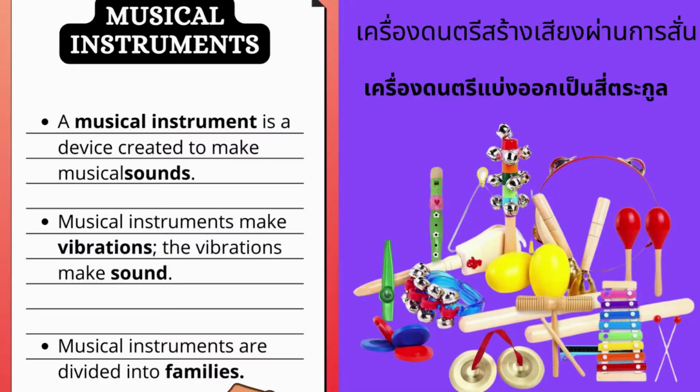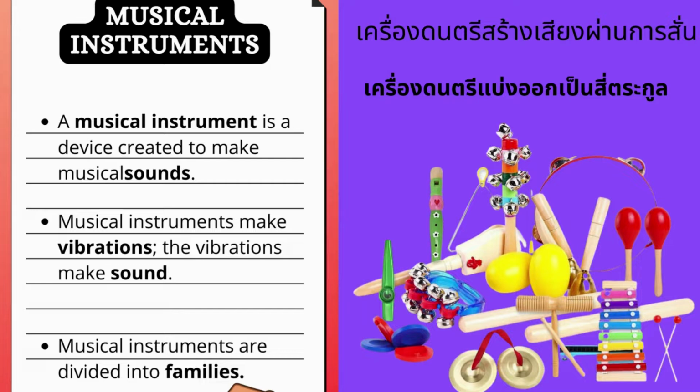So let's first begin with looking at the meaning of a musical instrument. A musical instrument is a device that is created to make sound. But for this musical instrument to make sound, it needs to produce vibrations. So a musical instrument produces vibrations, which in return produce sounds.